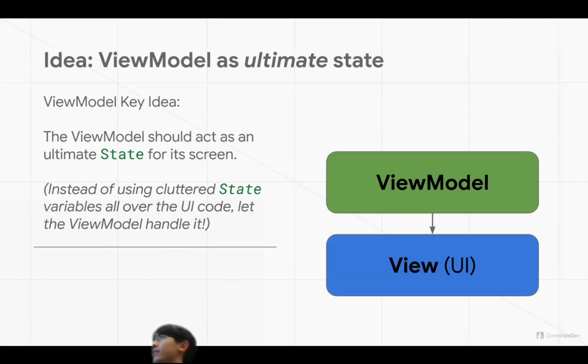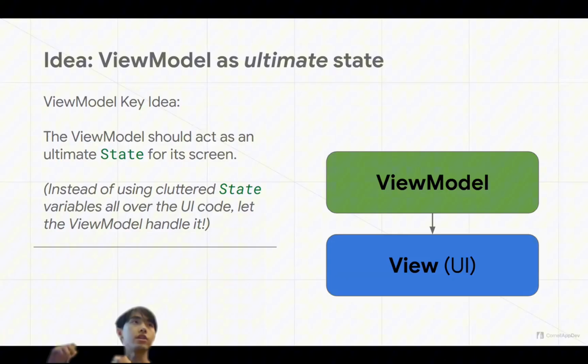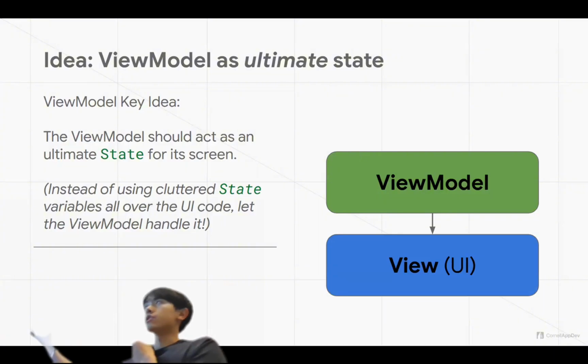And so the general idea of the view model as a state is that the view model should tell each screen all of the state that that screen needs. In other words, all of the UI state should exist in the view model, and then the UI just listens to the view model to see everything that it needs to display.